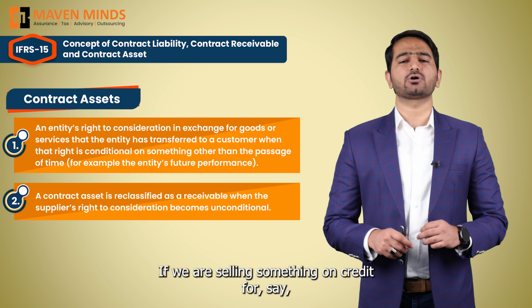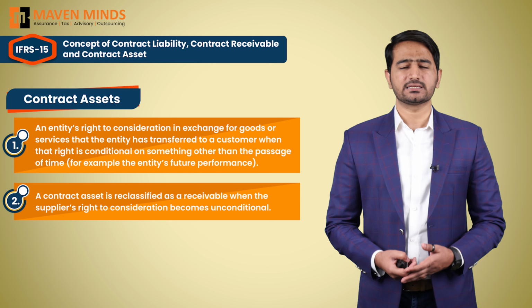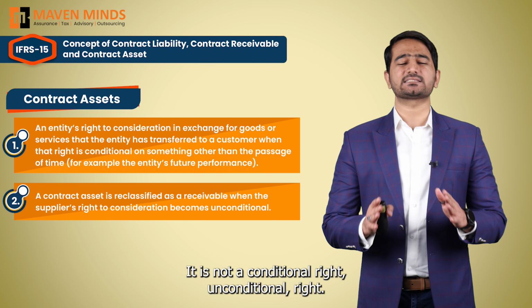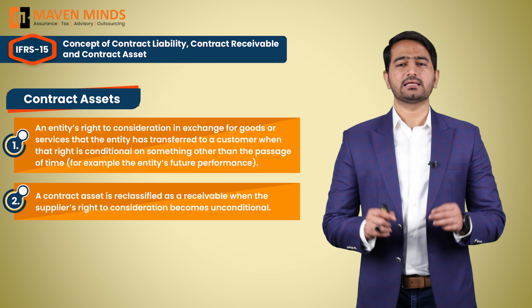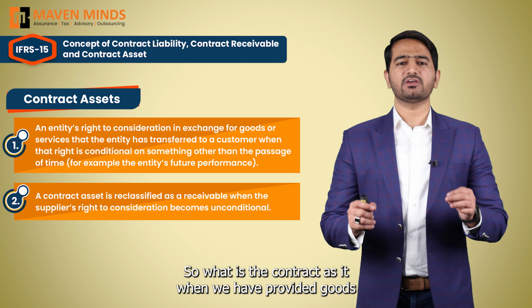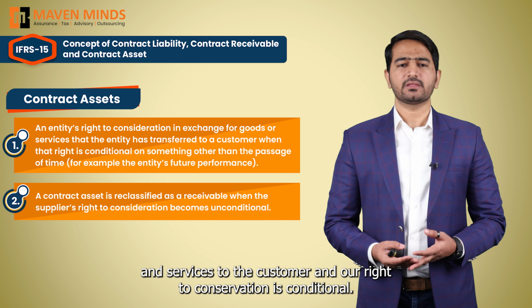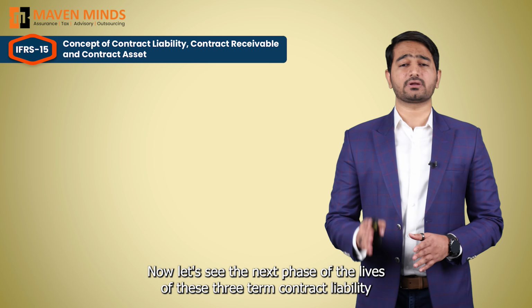If we are selling something on credit for, say, 10 days, 20 days, 1 month, or 2 months, it is not a conditional right, it is an unconditional right. If only the passage of time is the condition, then it is an unconditional right. So what is the contract asset? When we have provided goods and services to the customer and our right to consideration is conditional, then we will recognize our contract asset.